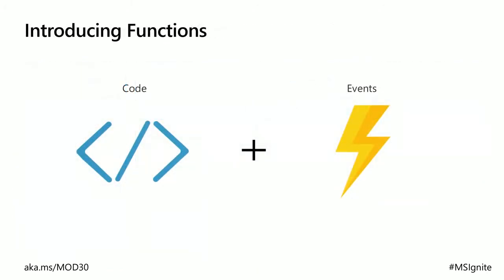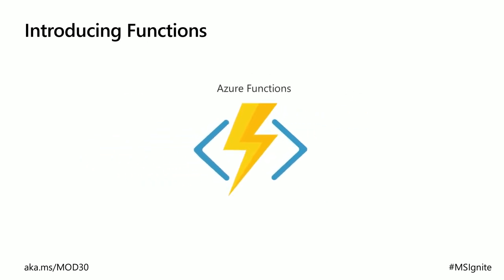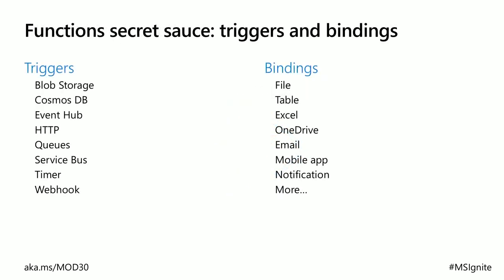So functions, talking specifically about functions, I gave you an introduction to serverless, and functions themselves are basically the integration of code and events. And that's the reason for the logo as well, by the way. So we've got code and events happening at once, and that becomes Azure Functions. Functions are basically triggered by things, by certain activities, like the ones you see here, and they have bindings, like the ones you see here.